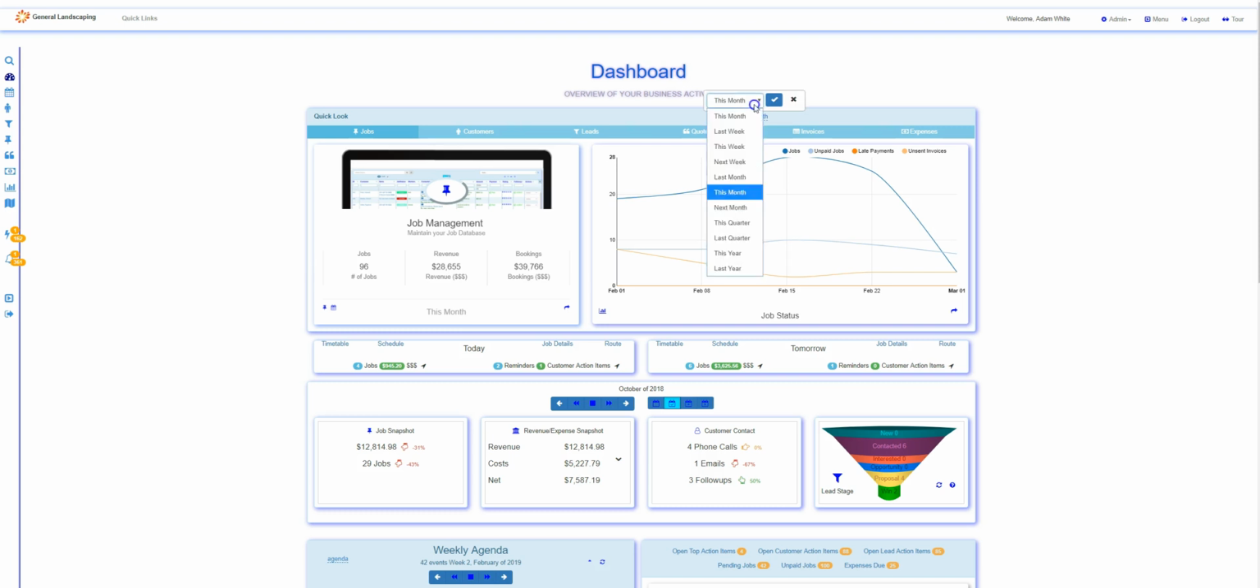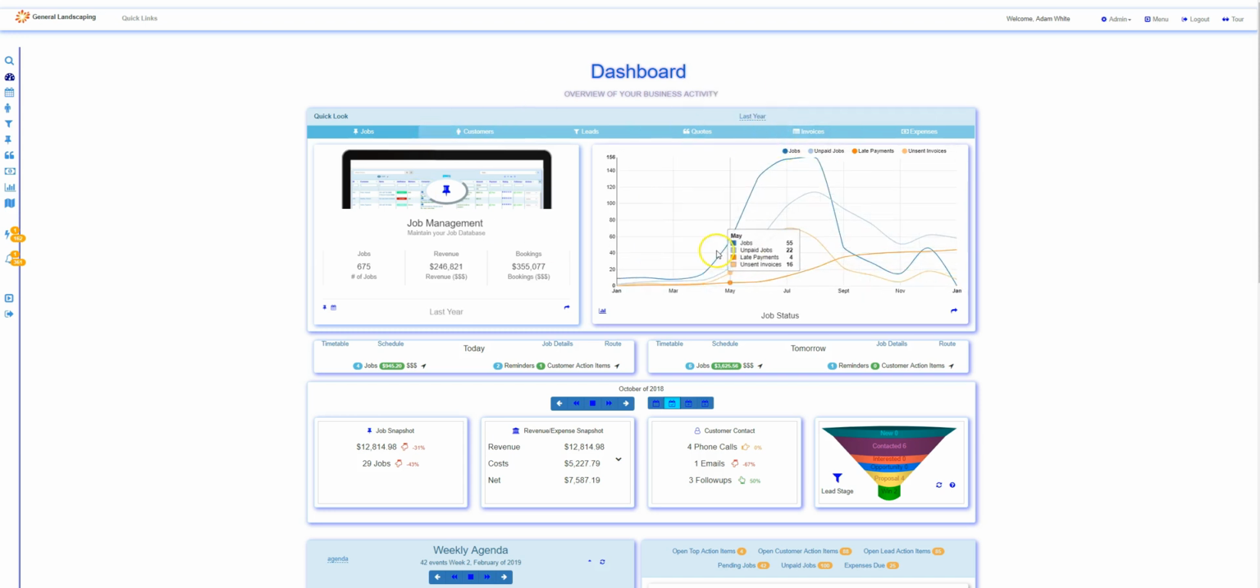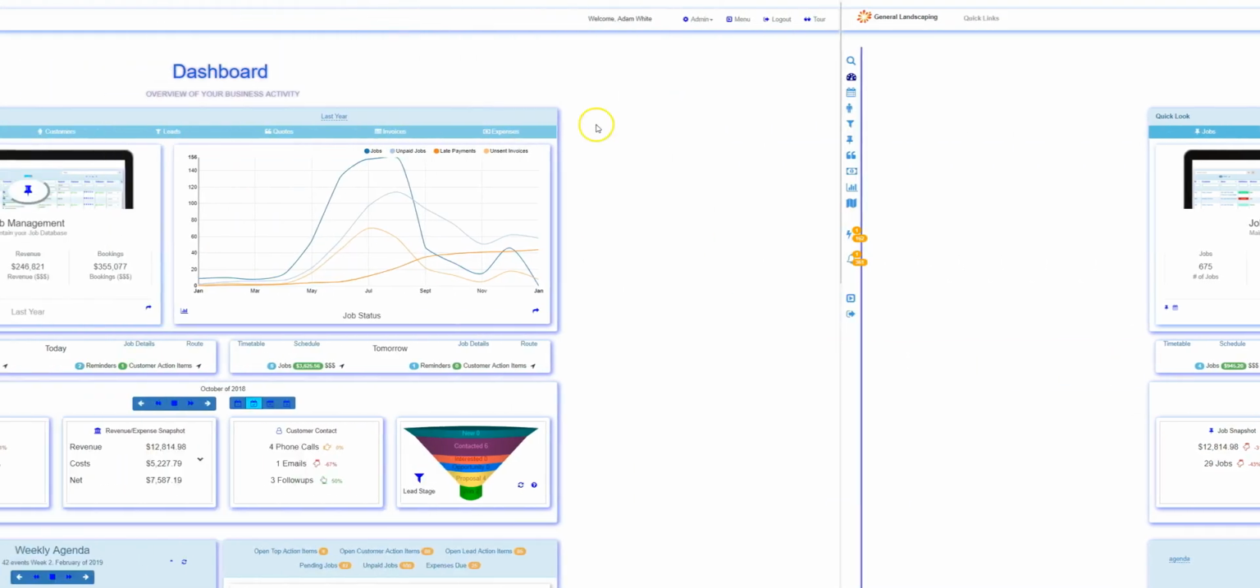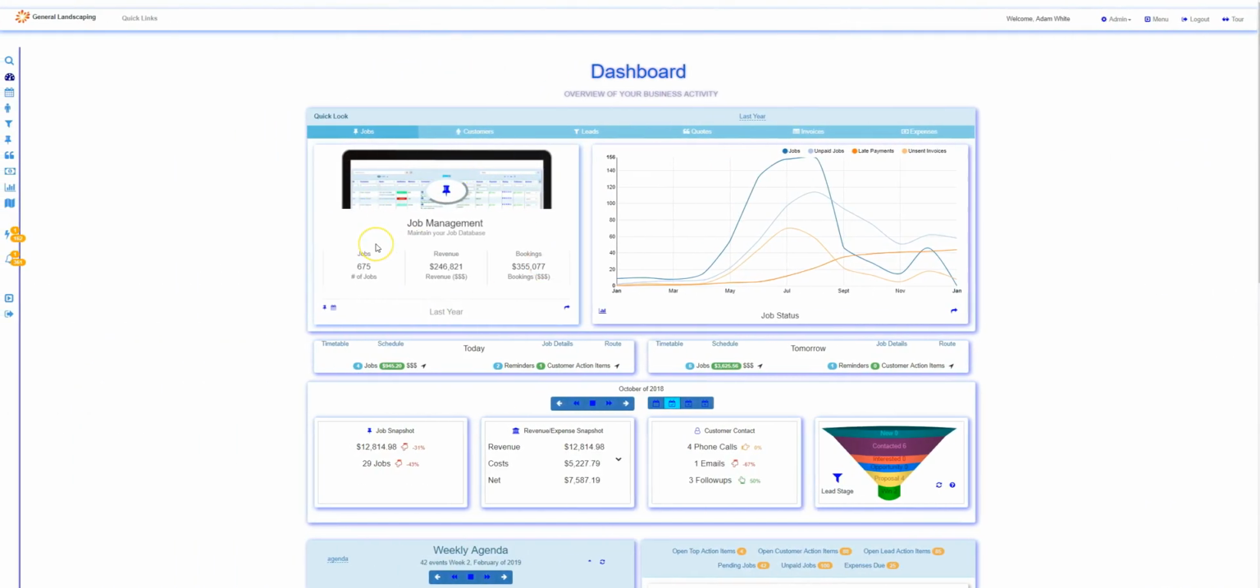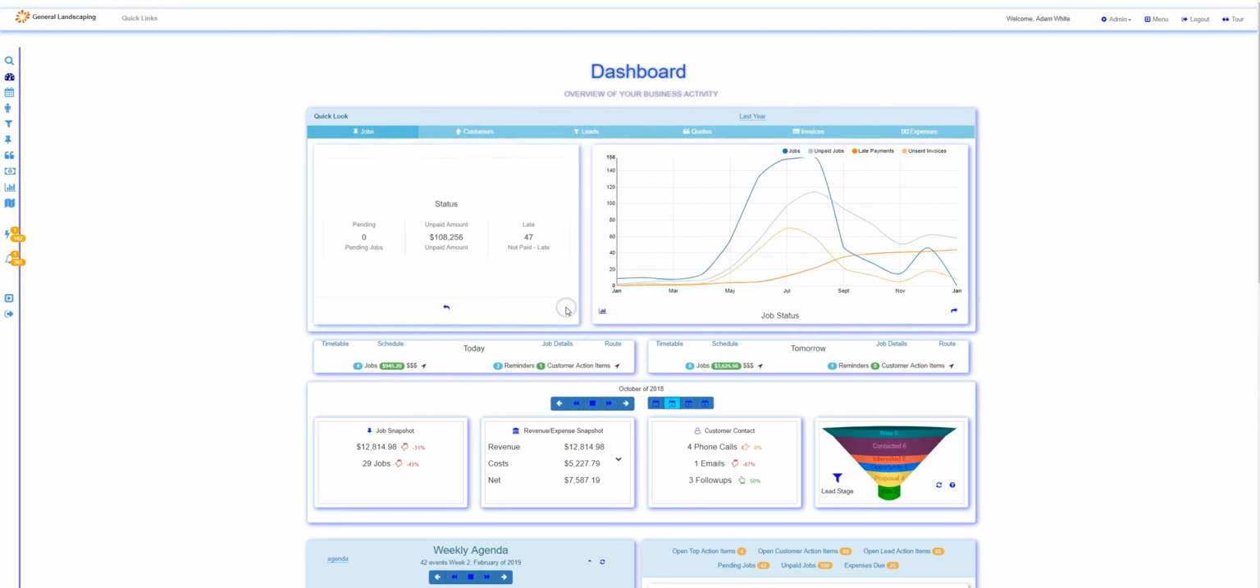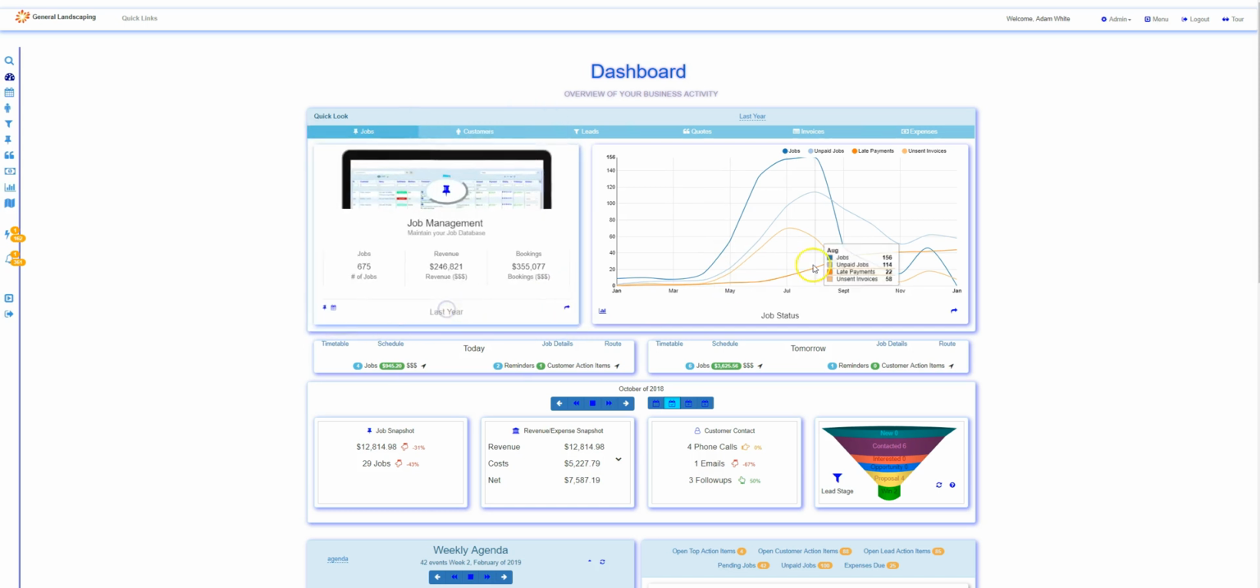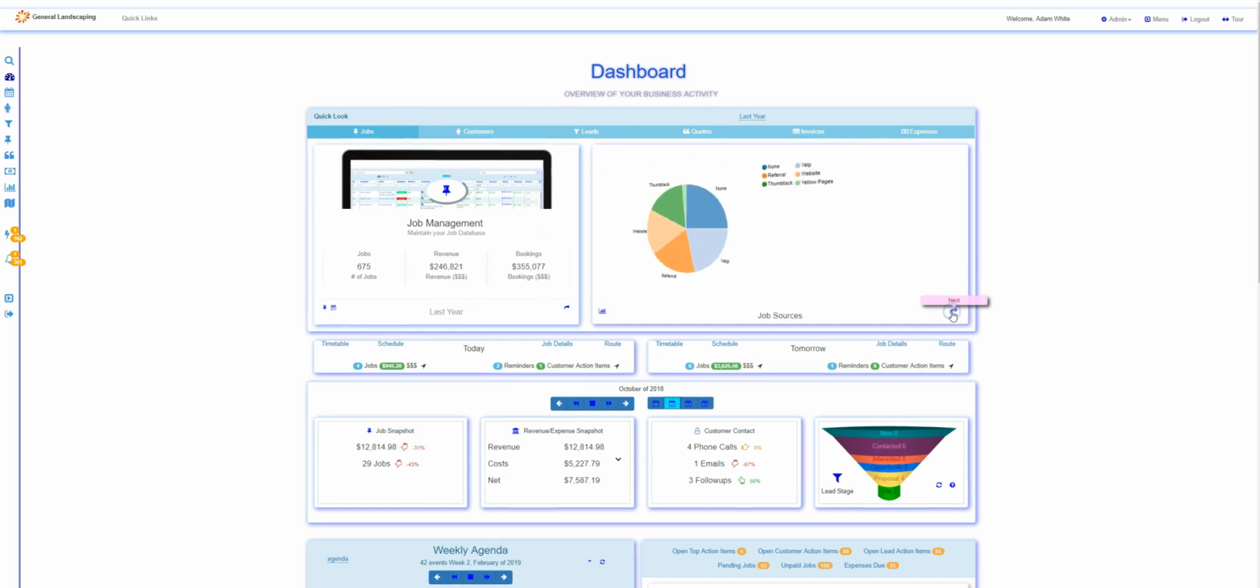Let's change that to a longer time period. Let's check out last year. So now all the information that we're looking at is from last year. And notice that there are 2 sections. On the left we have a basic summary, and on the right we have graphical views. And these views can flip. This has 2 sides to it. And the graphical view has typically 2 or more pages.